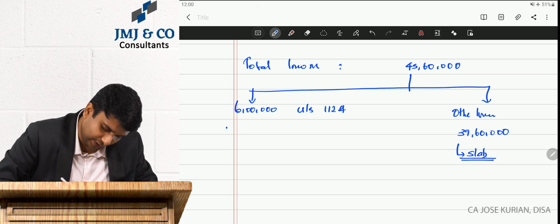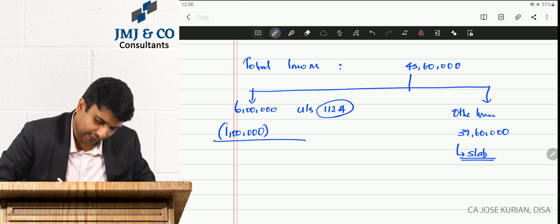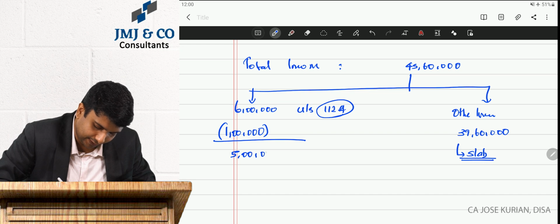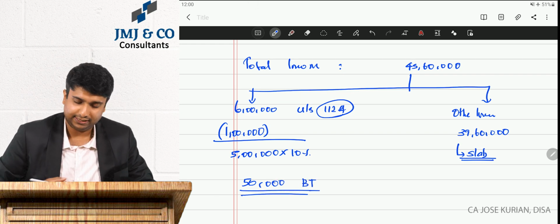Now on this you can deduct 1 lakh, because over and above 1 lakh only will be subjected to tax under 112A. So after the 1 lakh deduction, 5 lakh remains at 10%. That is, the basic tax would be 50,000. It is the basic tax. And what about the other income?